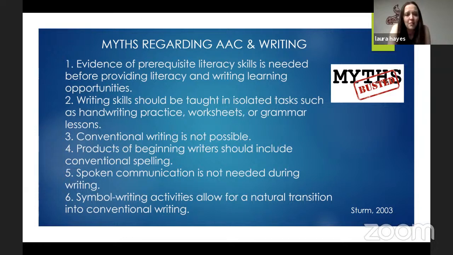And then another big one that I didn't necessarily know about when I was first learning about AAC was that symbol writing activities that we often use for our kiddos with symbol-based communication systems allow for a natural transition into conventional writing. We're going to talk, in a little bit, about the pros and cons and the benefits of what symbol-based writing can give us, and then what graphophonemic writing can give us as well.